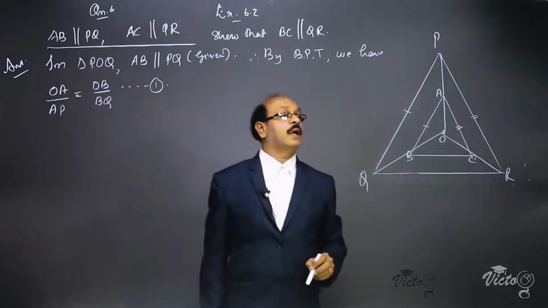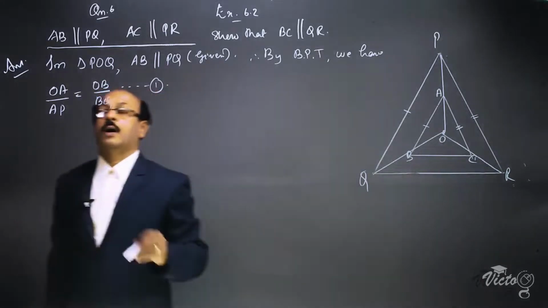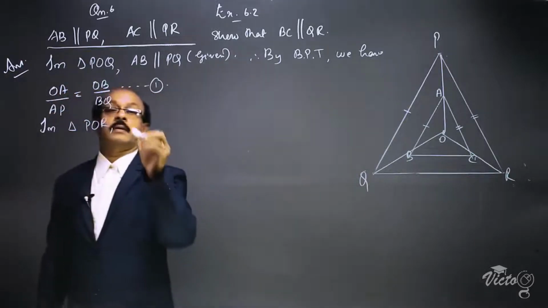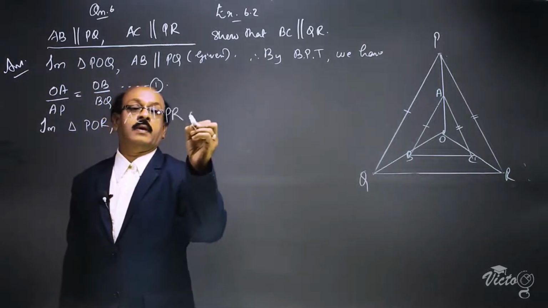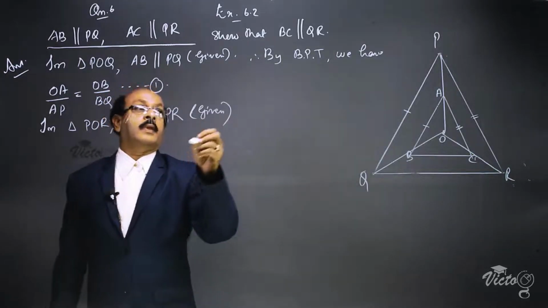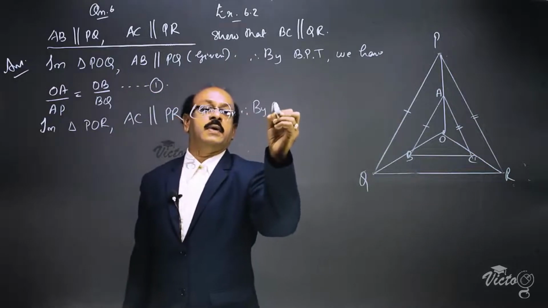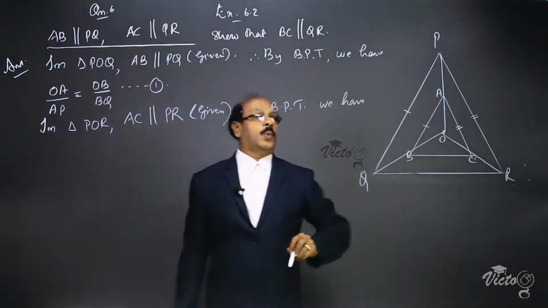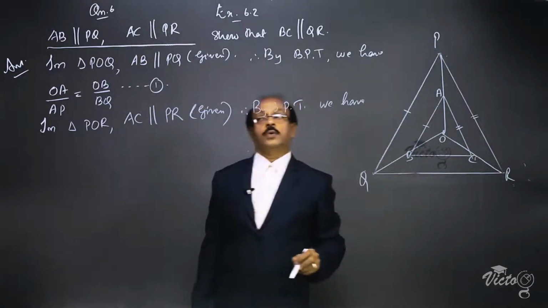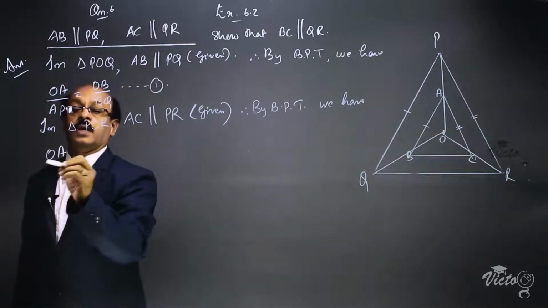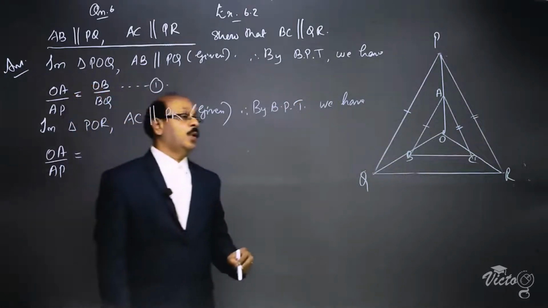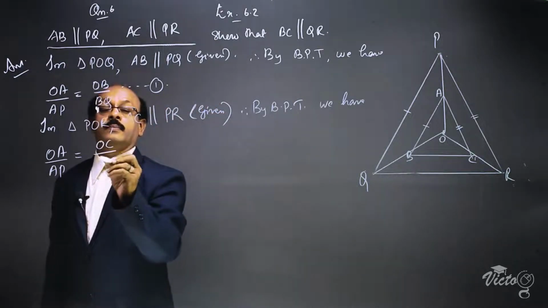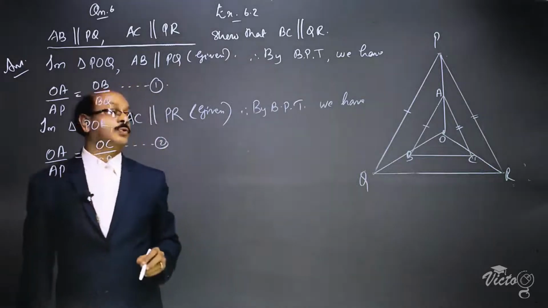Now we are considering triangle POR. In triangle POR, AC is parallel to PR. It is given. Therefore, again by basic proportionality theorem, we have OA by AP is equal to OC by CR. Naming it as equation number 2.